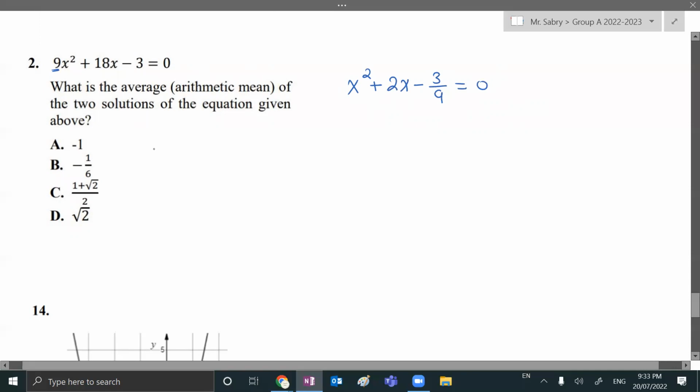They're asking for the average, and I know that the average is considered the sum over the number. The sum is this number, but with the opposite sign. So the sum here is negative 2, while the number is the number of the solutions, which is just 2. Negative 2 over 2 would get me negative 1. This is the average of the solutions, which is A.